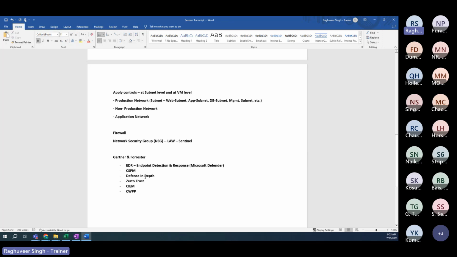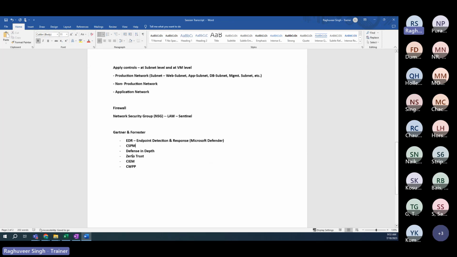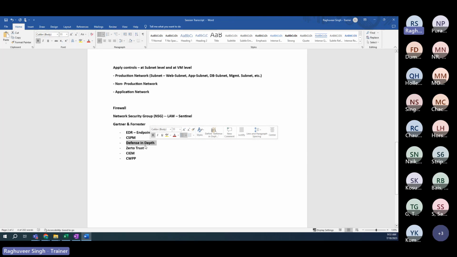Similarly, CSPM. So we'll be talking about these terminologies. This is what you need to know when it comes to networking: defense in depth. So with defense in depth, you need to understand what this model is, what zero trust is, what SIEM is, what CWPP is.